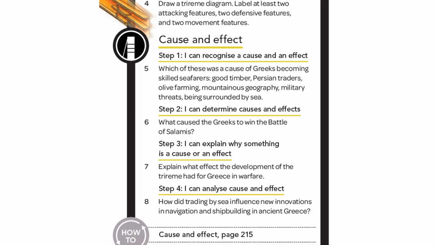Step 1 is targeted at the lowest level, step 2 is targeted at the second lowest level, and so on. Step 5, when they get to the end of the chapter, there's a masterclass and they're asked questions at that higher level. You'll also note that at the bottom of each question set, it tells you if you want to learn how to do the skill of cause and effect, go to page 215. I'll show you that in a second.